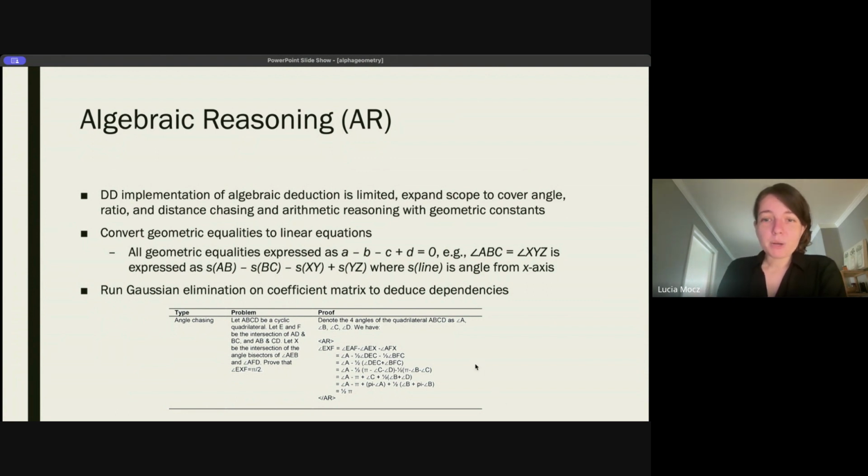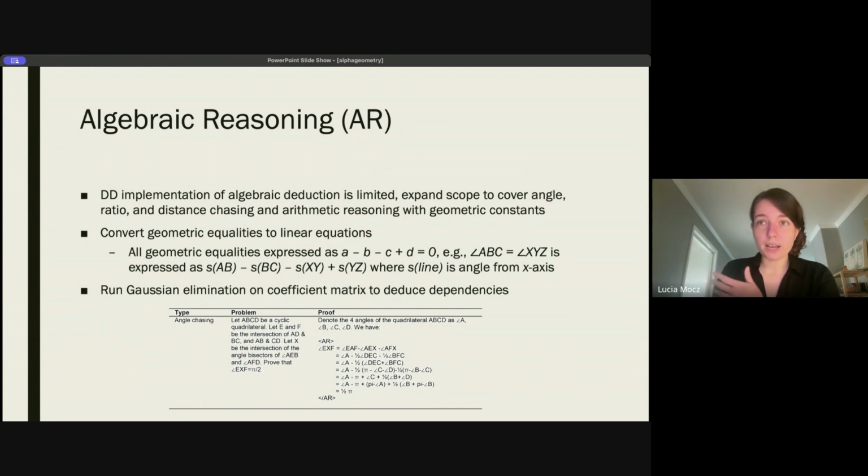I think the best way to see what the algebraic reasoning module does is to look at this example, where the goal is to find the exact value of this angle, EXF, in this problem statement. You use many of the relations that you know from the problem statement about the values of angles in order to deduce, through a process of Gaussian elimination, what the angle EXF exactly is.